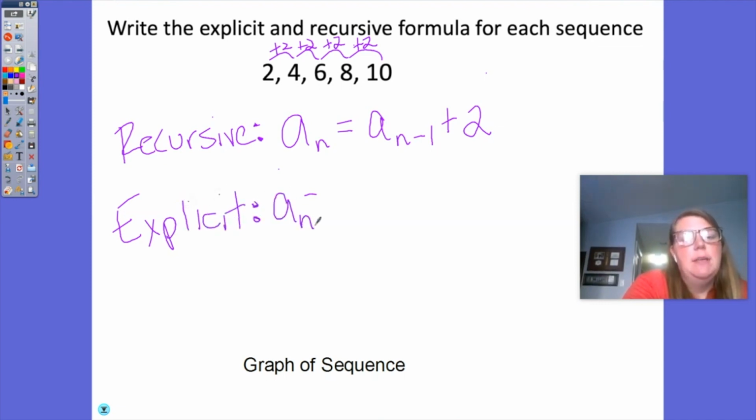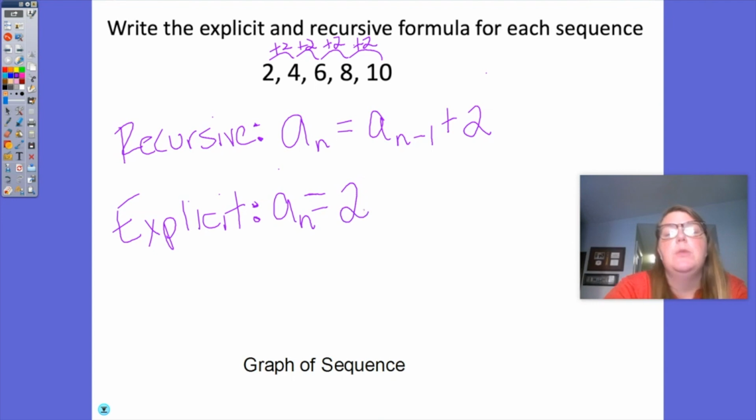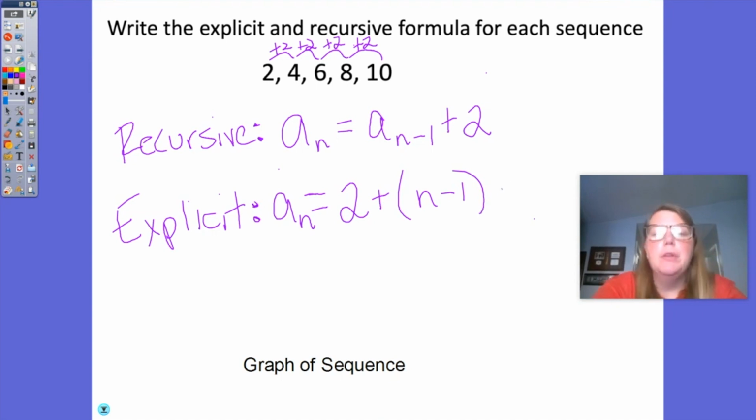Which says a sub n, and remember the next part is a1. So what is the first term in the sequence? The first term of the sequence is 2, and then we want to add n minus 1, and then we want to multiply that by what's called our common difference, or the number that's being added or subtracted each time. In this case, remember that number is 2.